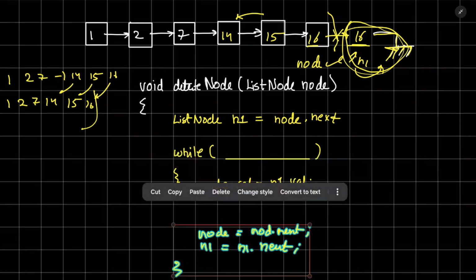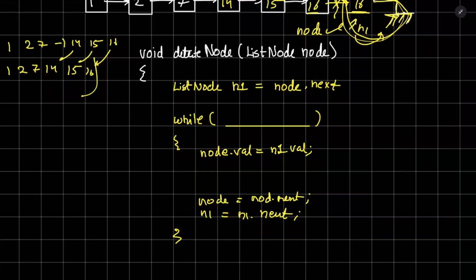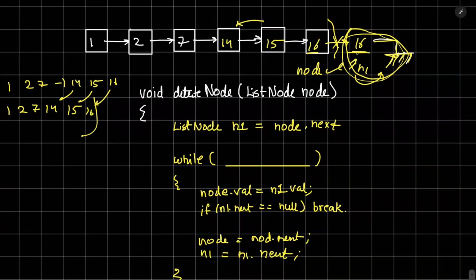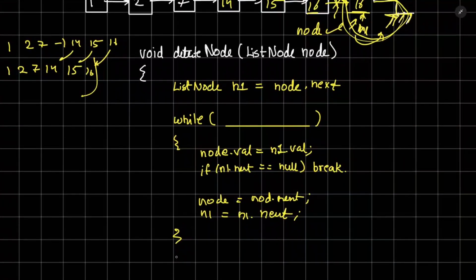Okay, so what I'm trying to say is that we need to insert here a condition that if our n1 dot next becomes null, then we will break this loop. We will come out of this loop, and now we have not moved this pointer ahead. n1 is at the last node, and node is at the second last node. So what you just have to do after this loop is, you have to set node dot next is equals to null, and it's done.